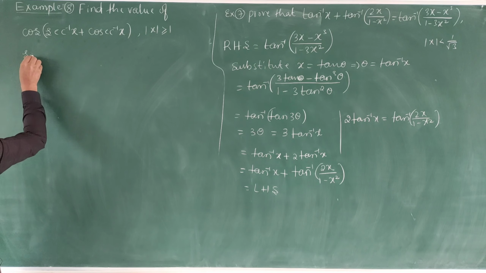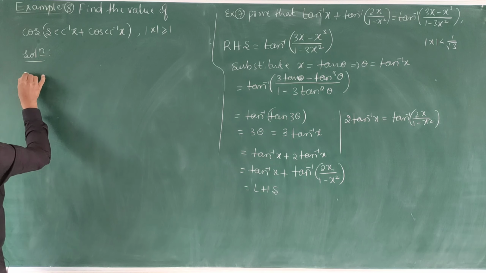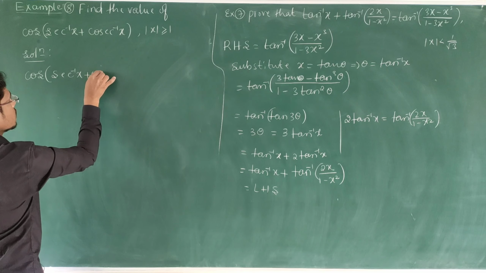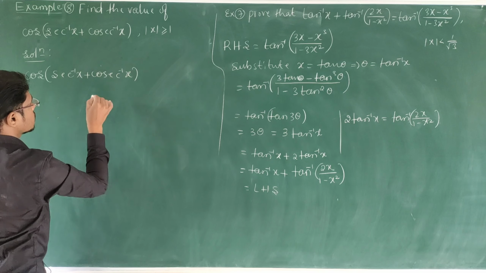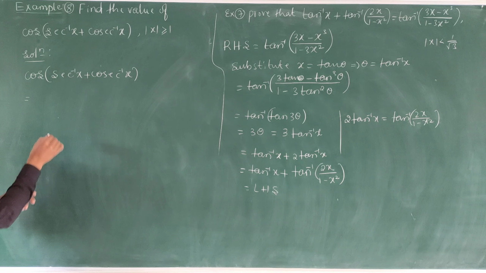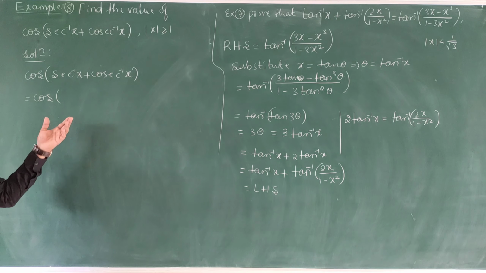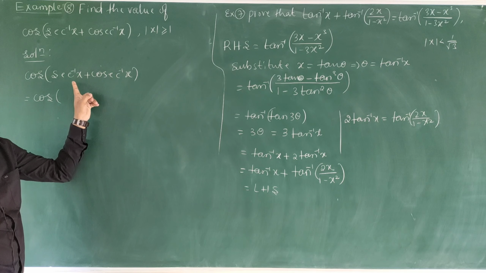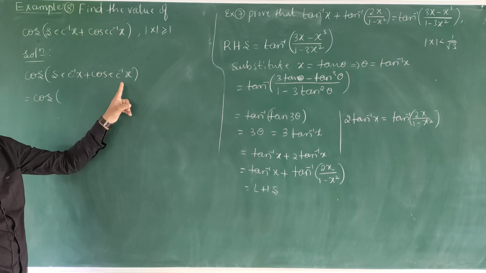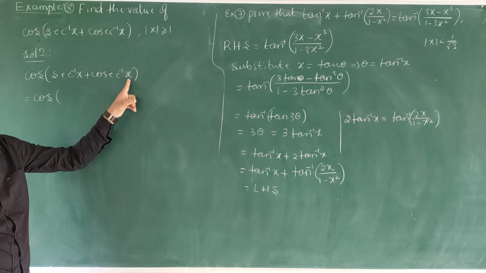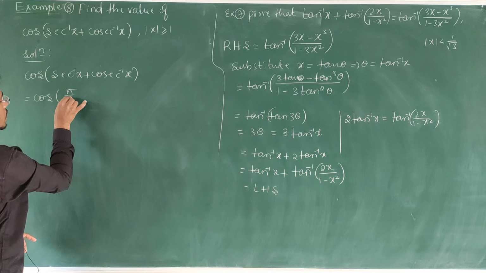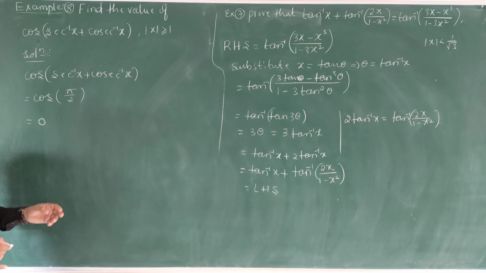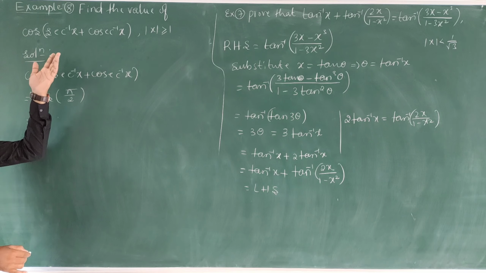See the solution. Write the question: cos of sec inverse of x plus cosec inverse of x. From the relations between inverse trigonometric functions that we have learned, sec inverse plus cosec inverse is pi by 2 when the angles are the same, here both are x. So it is cos of pi by 2. Cos 90 is 0, so the value of this is 0.